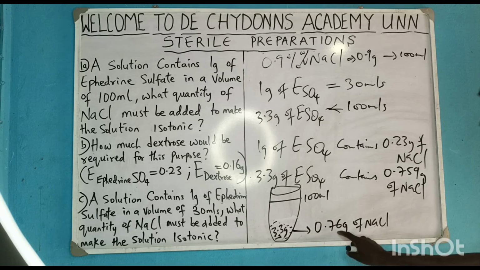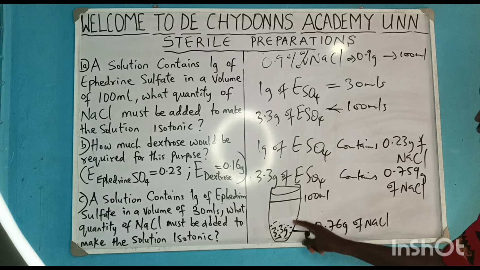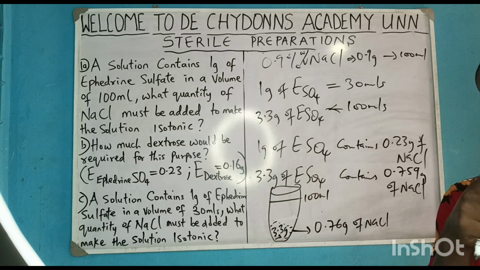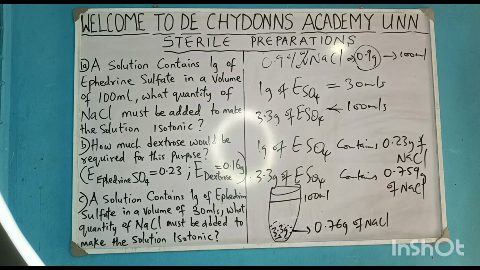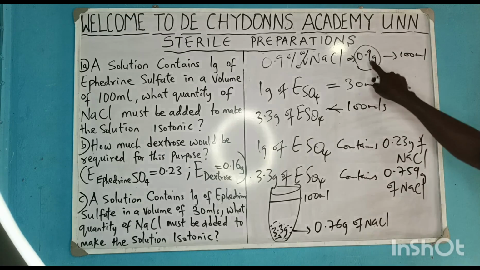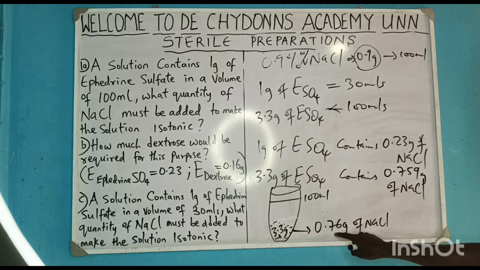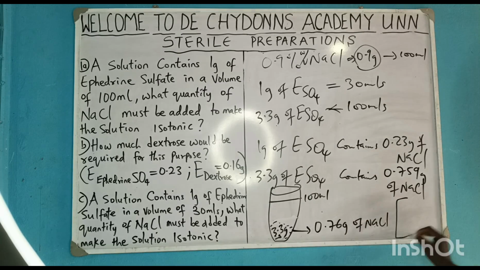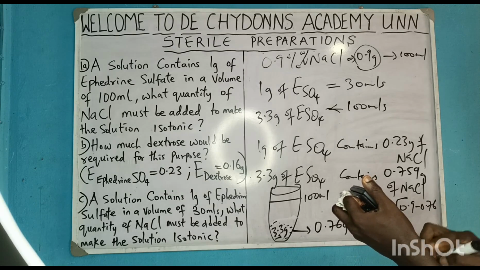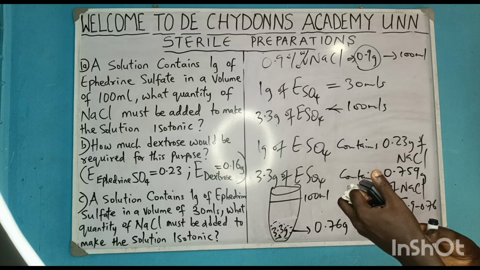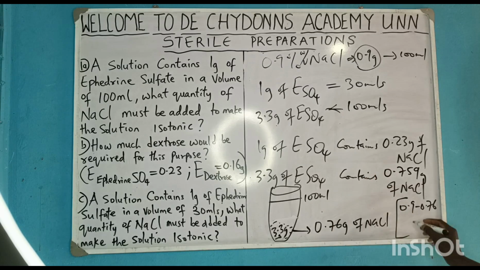But this is not the amount of sodium chloride that your preparation, which is in 100 ml, should have to be isotonic. This is what it must have, 0.9 gram. So that means that I will subtract 0.9 and 0.76. Therefore, 0.9 minus 0.76, what will it give me? That will be giving me 0.14 gram of sodium chloride.